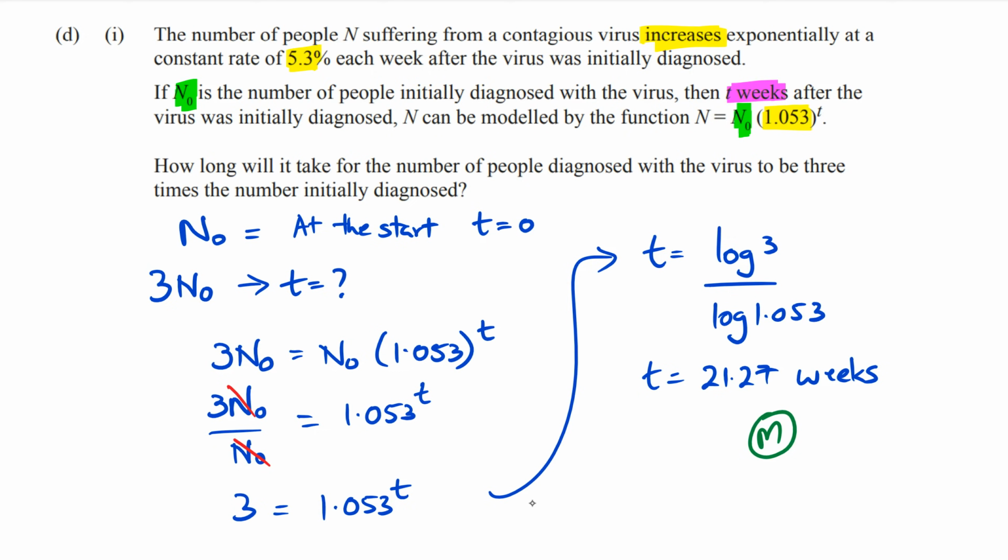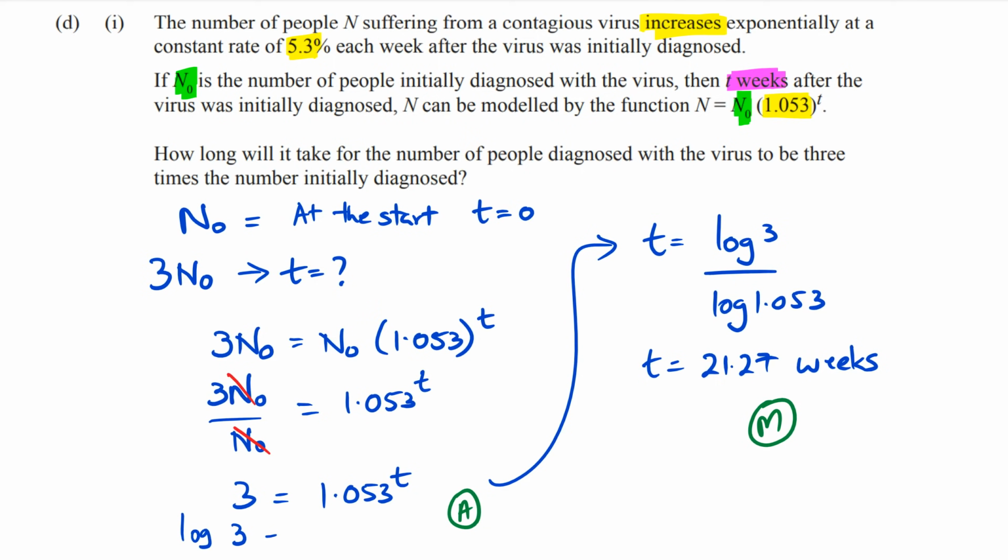For achieve, taking log of both sides and t as a factor. I guess I kind of skipped a step, but the achieved is doing this, where you go log 3 is equal to log 1.053, t as a factor. Yeah, I guess something like this would get you an achieved. So that's D1 right there, folks. Let's head down to D2 and see what that looks like.